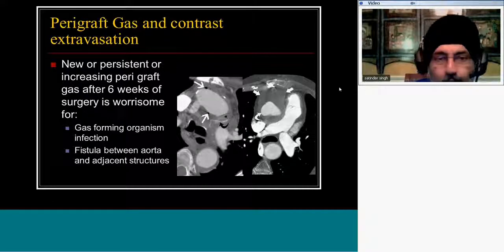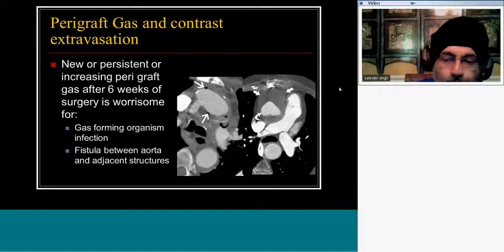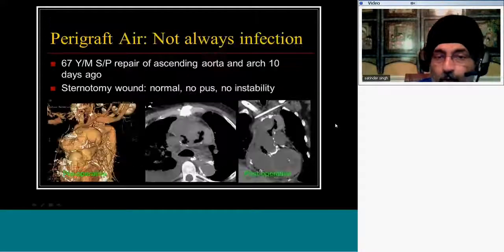Perigraft gas, if you can see, or a contrast extravasation, usually indicates that there is a PSA and likely from infection. Normally, within the first few weeks, even up to 6 weeks, you can see a small amount of gas or fluid around the postoperative site, depending upon how much trauma it was. But after 6 weeks, if you see air, that usually indicates either there is a gas-forming organism or there is a fistulous communication of the aorta with either the airway or the esophagus.